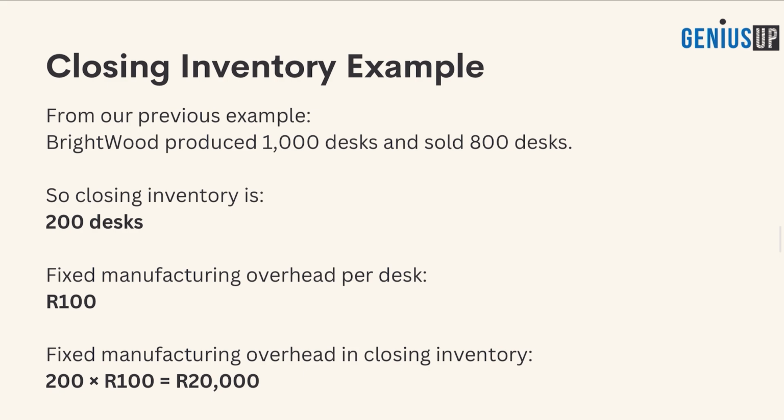Another example to understand this. From our previous example, we saw that Brightwood produced 1,000 desks and they only sold 800 desks. So our closing inventory is 200 desks. And our fixed manufacturing overheads per desk was 100 rand. So this was our absorption rate or predetermined overhead rate. And the fixed manufacturing overheads in closing inventory, in total, it's your 200 desks times 100 rand per desk, which is the fixed manufacturing overheads per desk, you get 20,000 rands. So 20,000 rands worth of fixed manufacturing overheads are sitting in closing inventory.